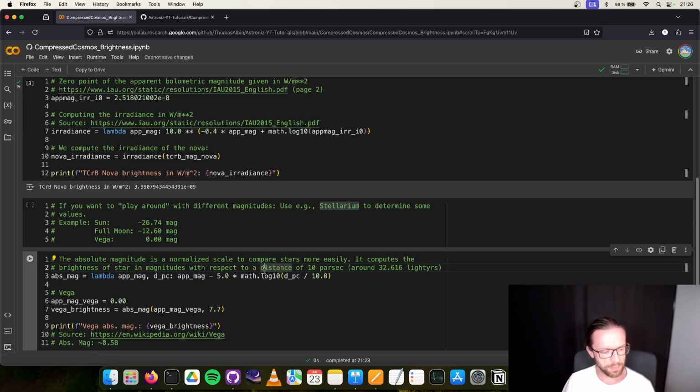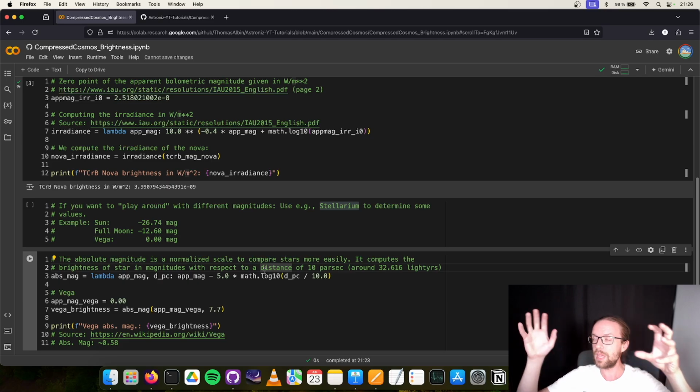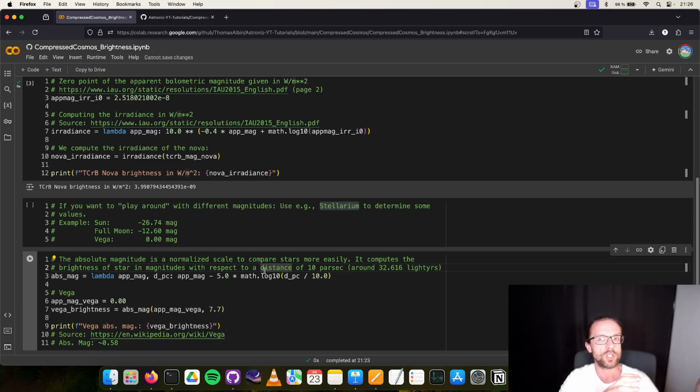But if we just put the values of Vega in this equation, we can compute, for example, the absolute magnitude of Vega. And if we do the same thing for the other stars, we can compare the brightness of Vega with other stars. So we can determine, for example, whether our sun compared to the other stars is kind of big and bright or more average, right? So you have a normalized reference frame where you put all the stars on the canvas and compare them by the actual brightness, so to speak.